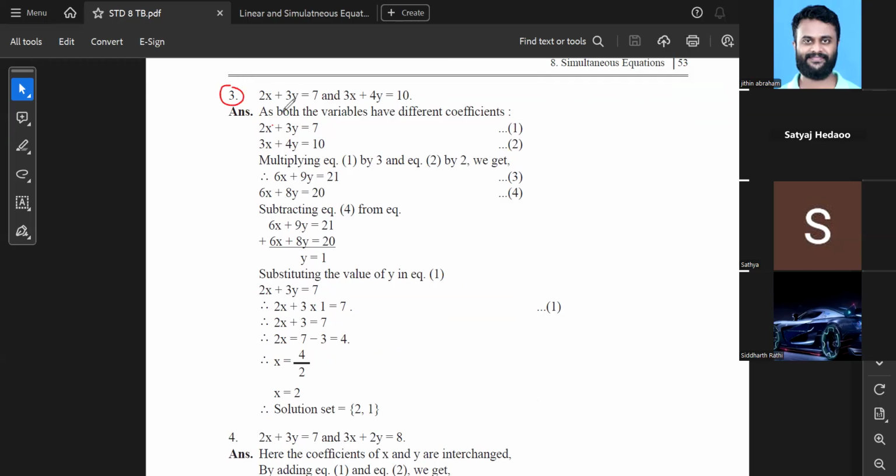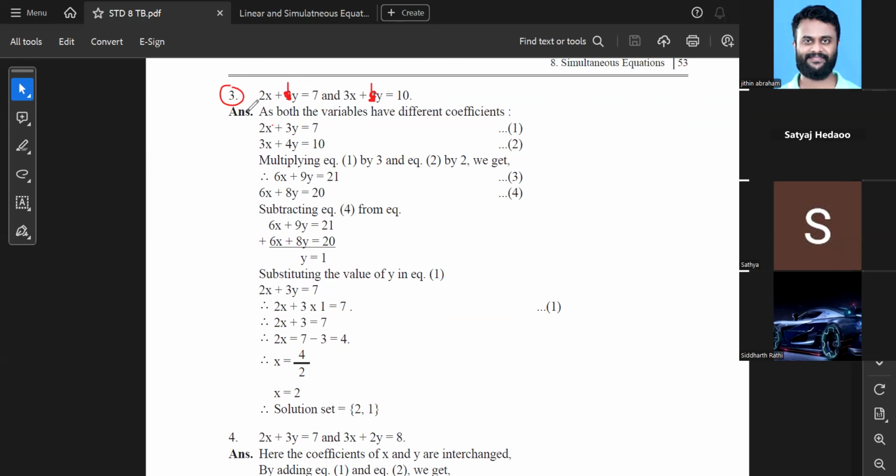Third question. 2x plus 3y is equal to 7 and 3x plus 4y is equal to 10. As you can see, previously we had an advantage. Here also if there is y, there is y here too. So we know the numbers of both are the same. Here also they have 1y and here also they have 1y. Previously, in that case, it was very easy for us.